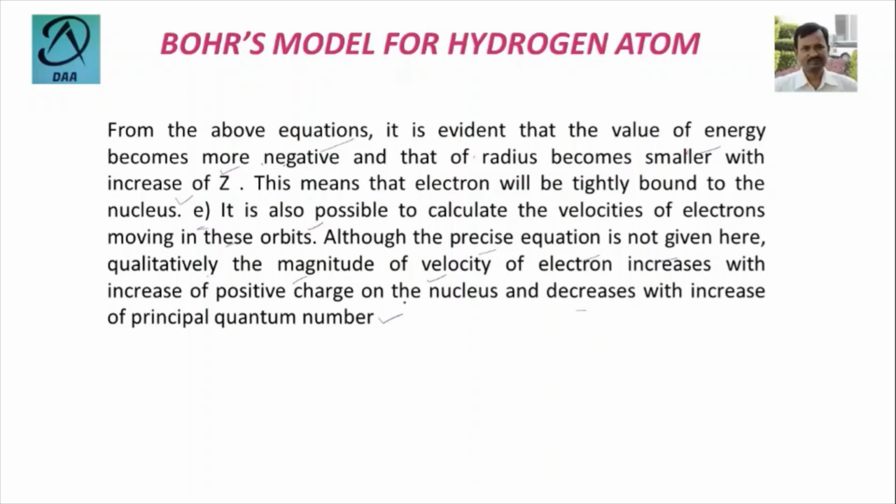That means when the positive charge of the nucleus is increased, then the electron's velocity will increase. And another factor: when the electron is away from the nucleus, that means when the principal quantum number is increased, then the magnitude of velocity of the electron will decrease.